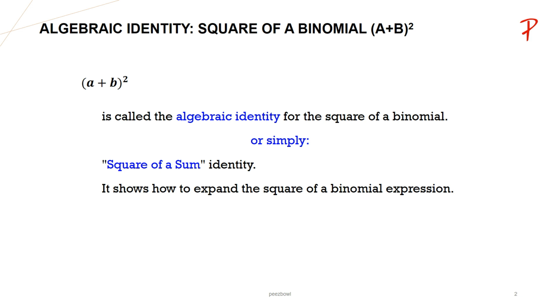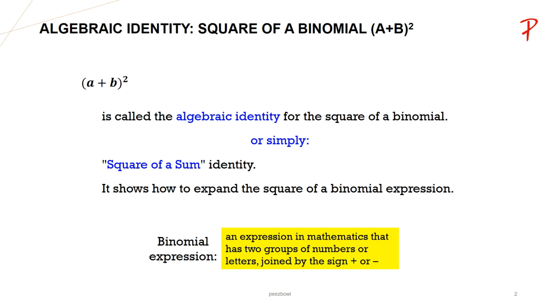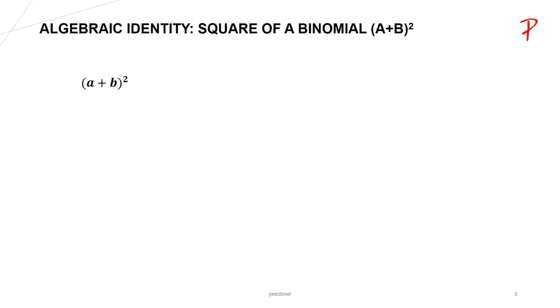Now, one question you may have: what is a binomial expression? It is an expression in mathematics that has two groups of numbers or letters joined by a plus or minus sign. In our case, the binomial expression is a + b. So when we say (a + b) whole square, we are squaring a binomial.